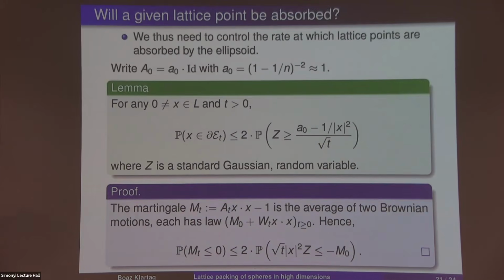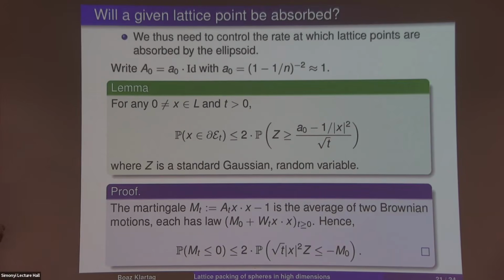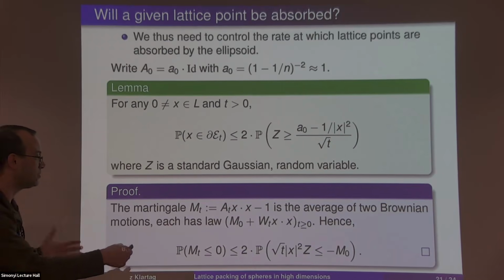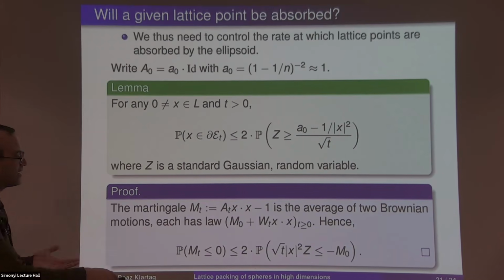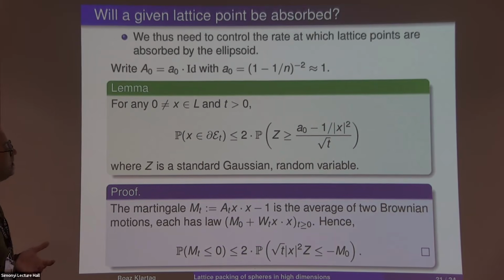And then I can compute, for a given point in R^n, what's the probability to be absorbed by this evolving ellipsoid. And then again, I use my trick. I have a fixed point. One will be absorbed when this martingale goes below 0. But this is again an average of two Brownian motions, and I can compare the probability with what you get for Brownian motions, for some Gaussian integral.